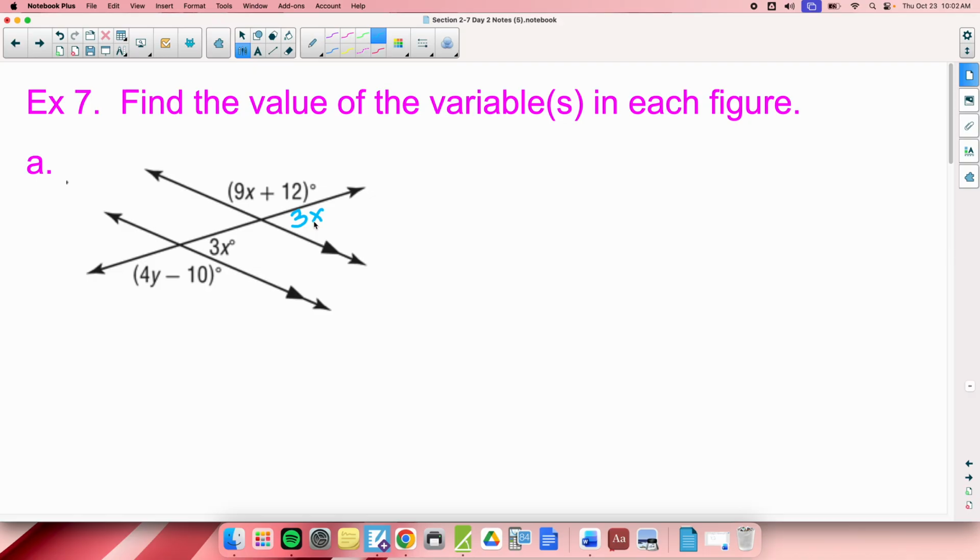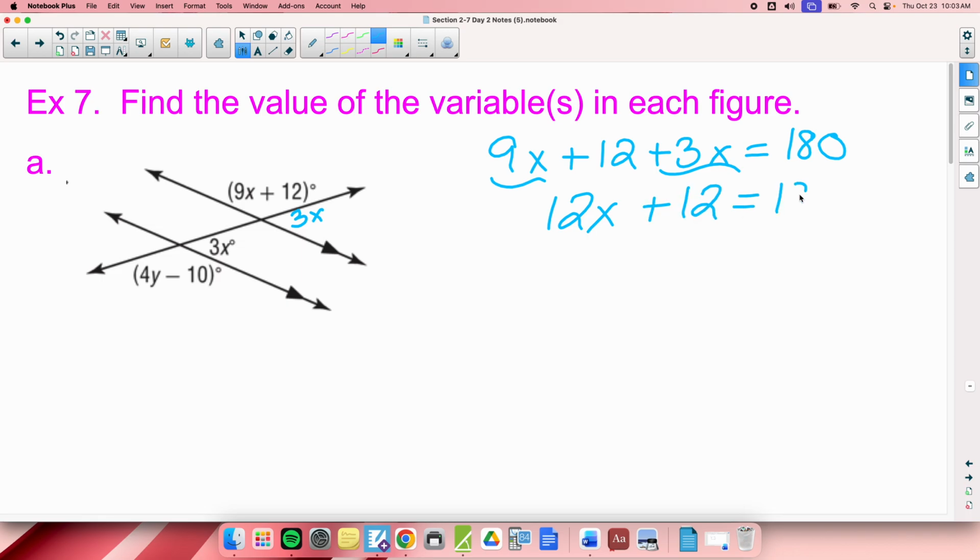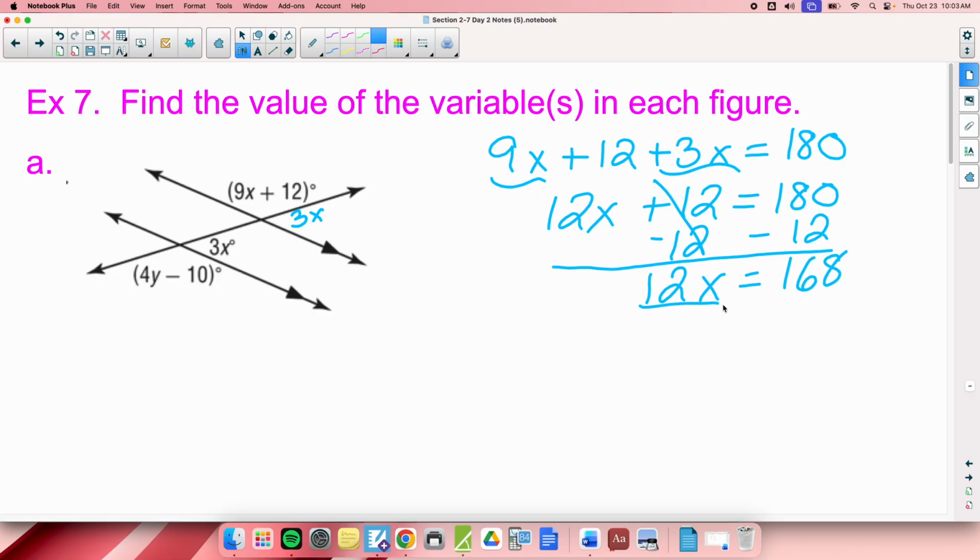Now what do I know about those? They equal 180. So I'm going to go 9x plus 12 plus 3x equals 180. 9x plus 3x is 12x plus 12 equals 180. Then I'm going to subtract 12 and I get 12x equals 168. Divide by 12 and x is 14. And that is our answer.